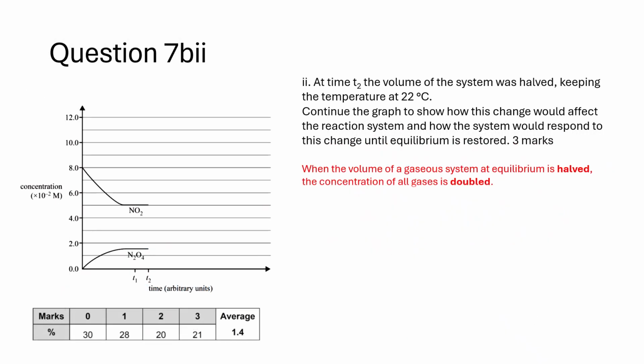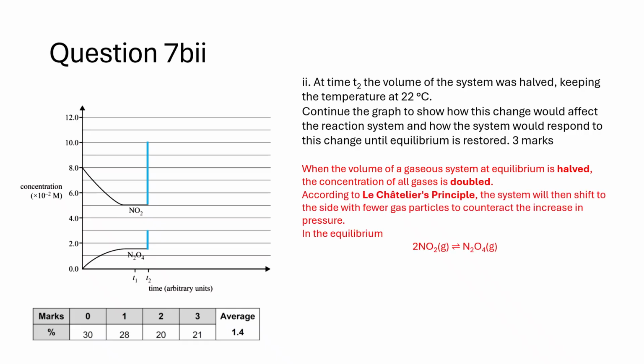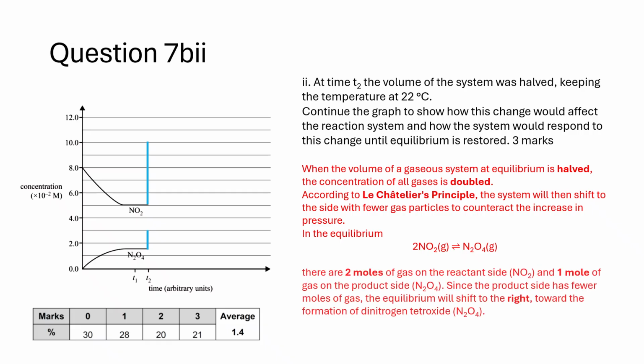When the volume of a gaseous system at equilibrium is halved, the concentration of all gases is doubled. According to Le Chatelier's principle, the system will then shift to the side with fewer gas particles to counteract the increase in pressure. In the equilibrium, there are 2 moles of gas on the reactant side and 1 mole of gas on the product side. Since the product side has fewer moles of gas, the equilibrium will shift to the right, toward the formation of dinitrogen tetroxide.